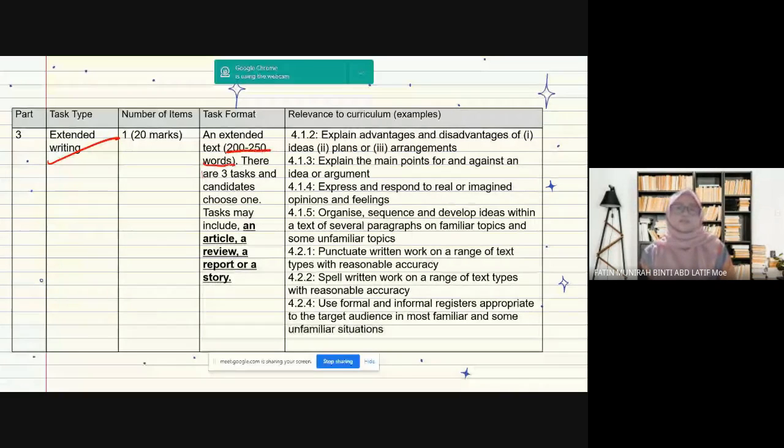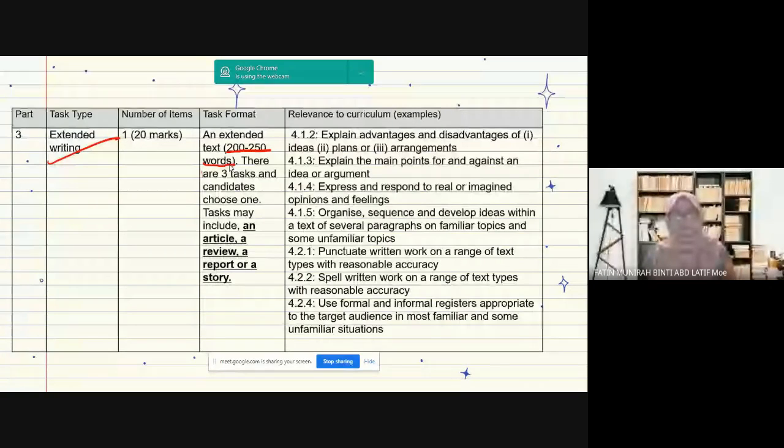Okay, so for this part, untuk part ni, you have 3 tasks, 3 tugasan, and you have to choose one. Ada 3 tugasan, pilih satu. Okay, so the task may include an article, a review, a report, or a story. So they will come up with 3 out of 4 types of essay.